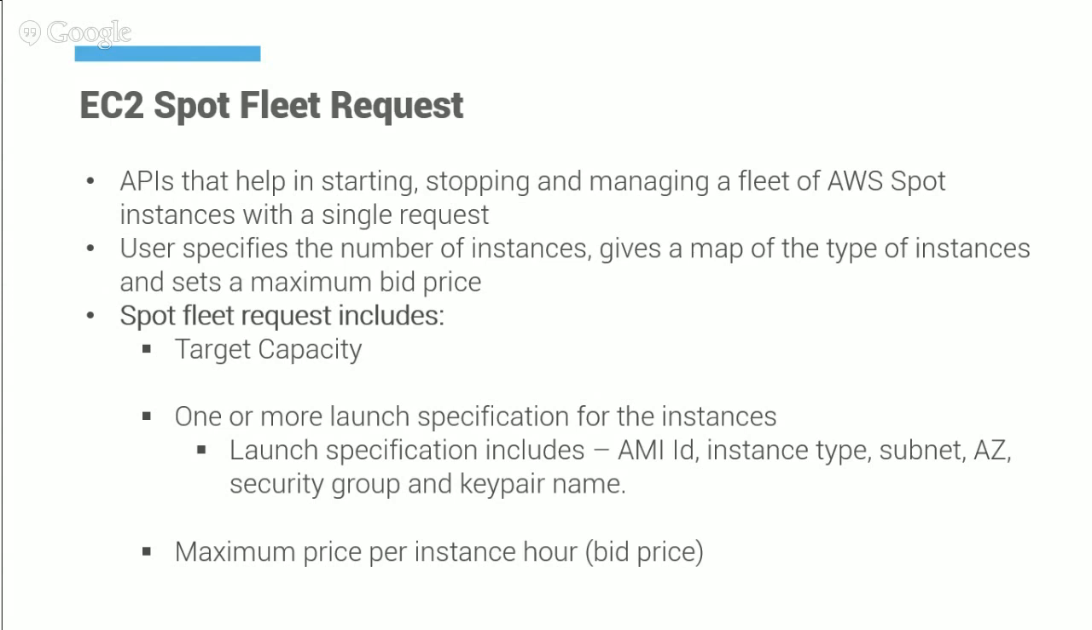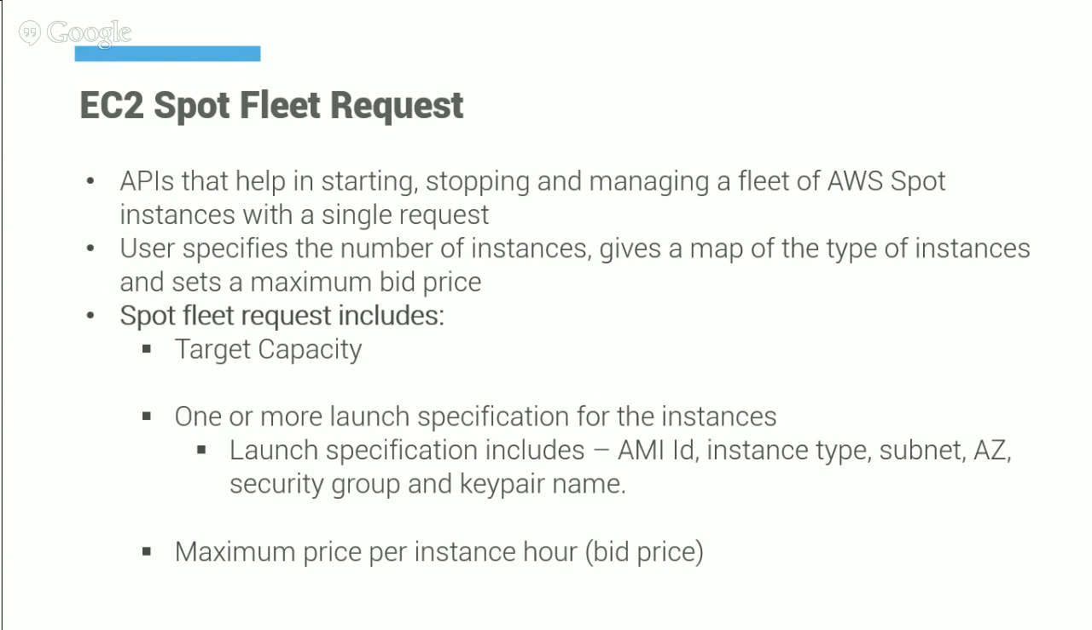So it includes target capacity, and one or more launch specifications. Earlier we saw that for regular spot instance requests, you can have only one launch specification. With Spot Fleet, you can have multiple launch specifications. So you can have spot instances running in different AZs, in different instance types, all that you can have, and you can aggregate all that into a single fleet.